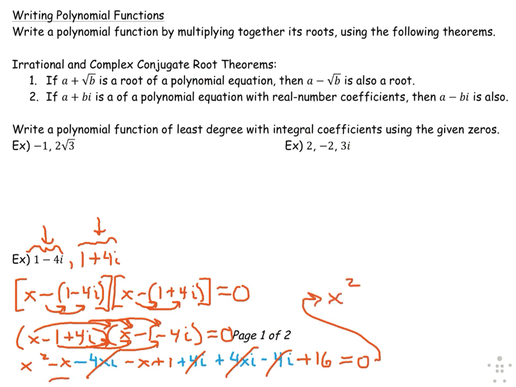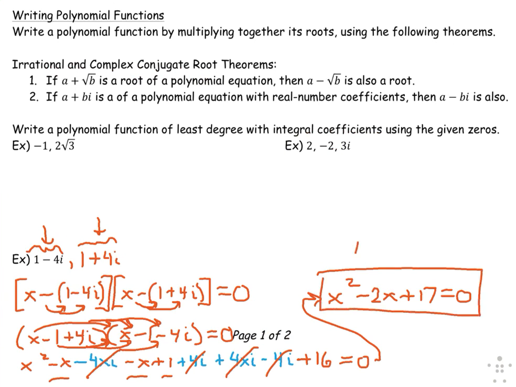So let's clean up what we have. Now we got a negative x and a negative x for negative 2x, and a plus 1 there. And then we have a plus 16. So that'll be plus 17. And that is our polynomial. Notice it has a degree of 2, and we had 2 roots. In this case, both were complex.